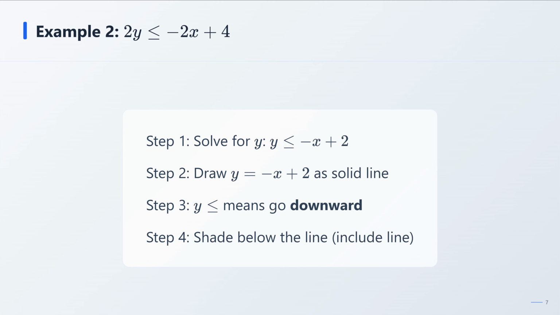Let's try a trickier one. We have 2y is less than or equal to negative 2x plus 4. First, let's solve for y by dividing everything by 2. We get y is less than or equal to negative x plus 2. Now we draw the line y equals negative x plus 2. Since we have less than or equal to, we use a solid line because the boundary is included. Since y is less than or equal to, we go downward and shade below the line.